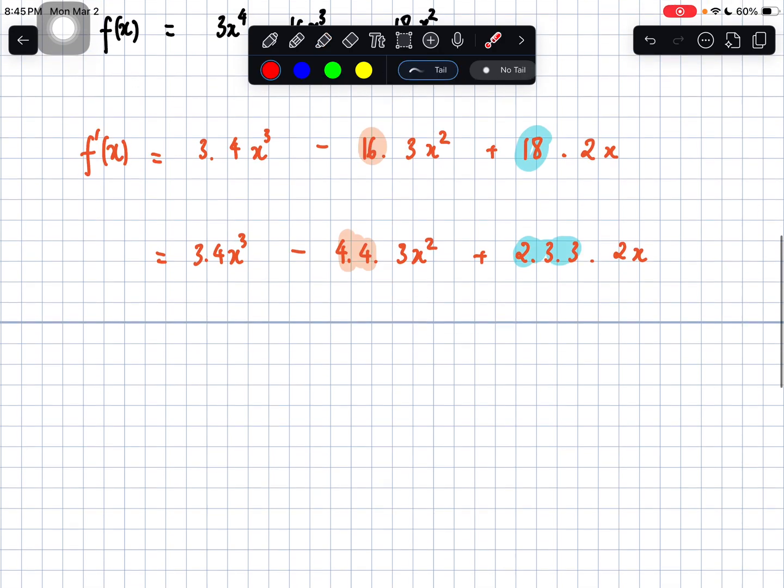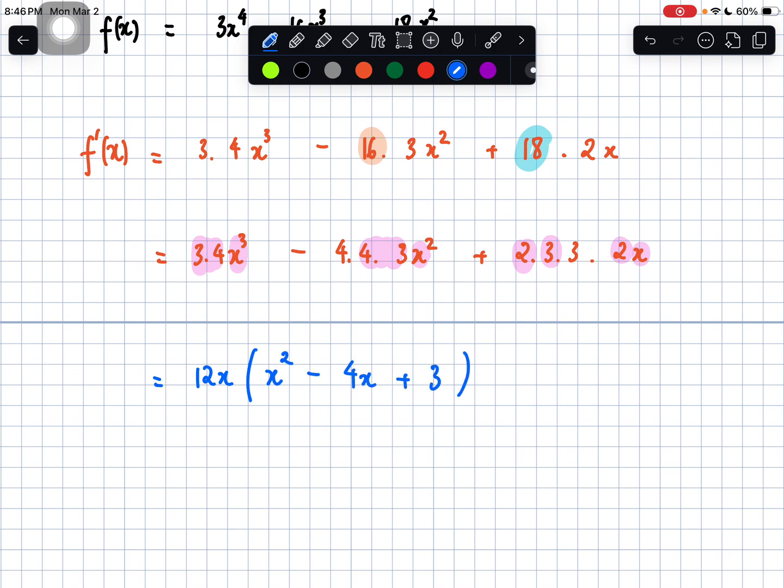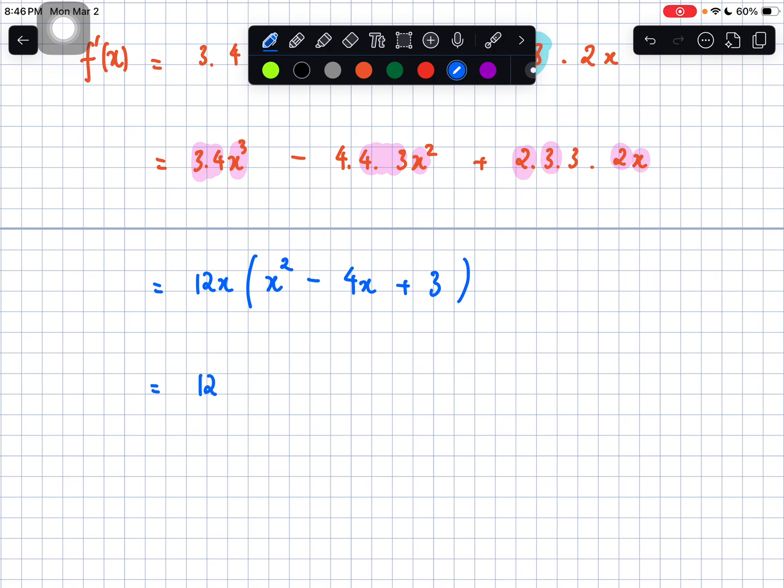Now we can group the common terms. Look at this, you see x and 12 in common. 12x is in common. Now we can pull it out. 12x, and inside you have x squared minus 4x plus 3. So 12x times x minus 3 times x minus 1.